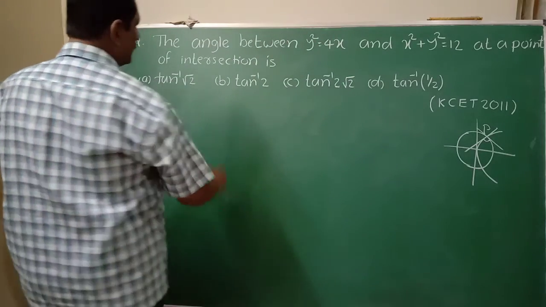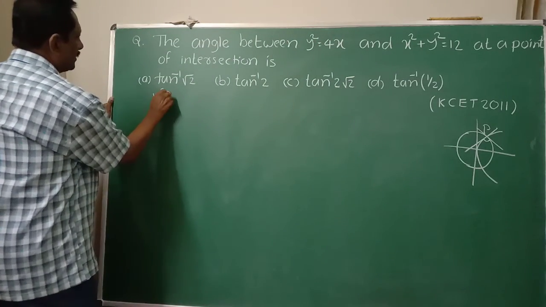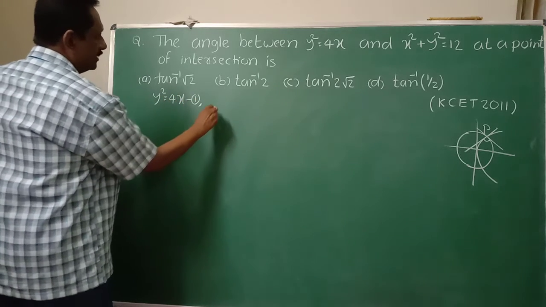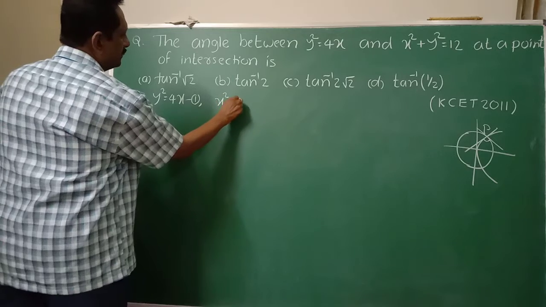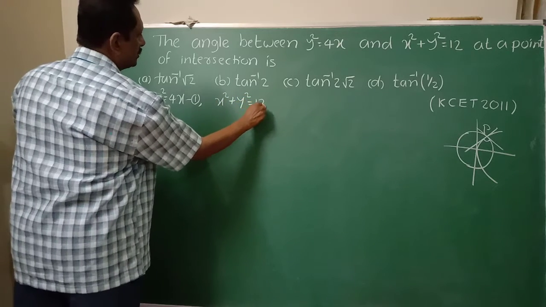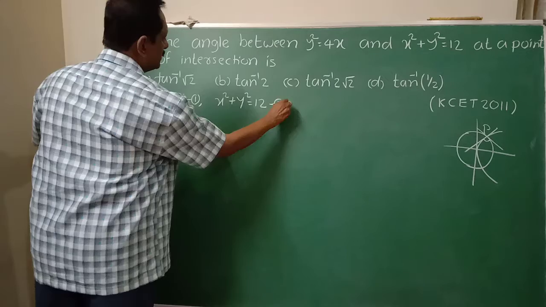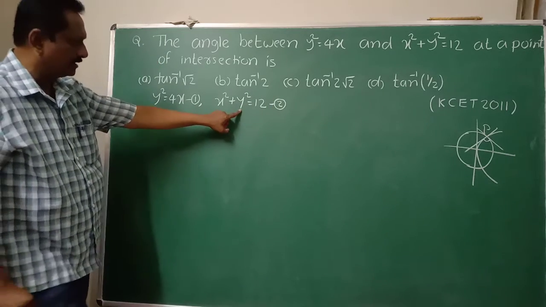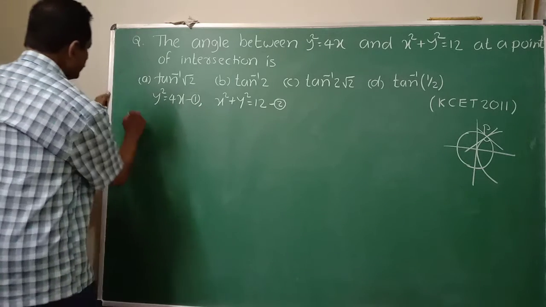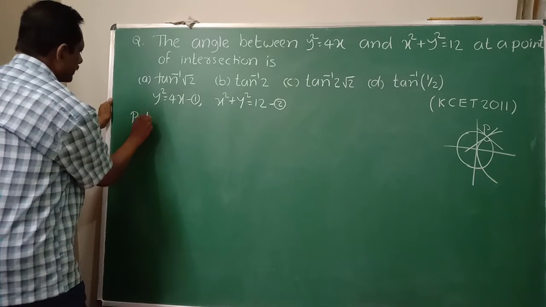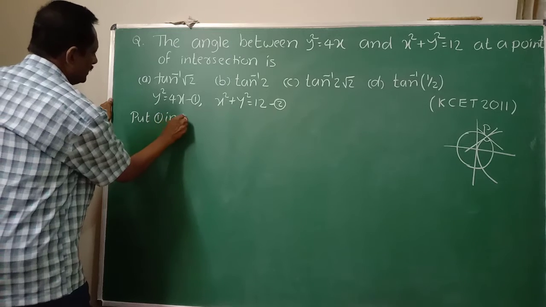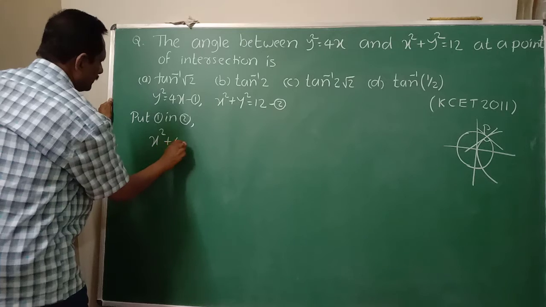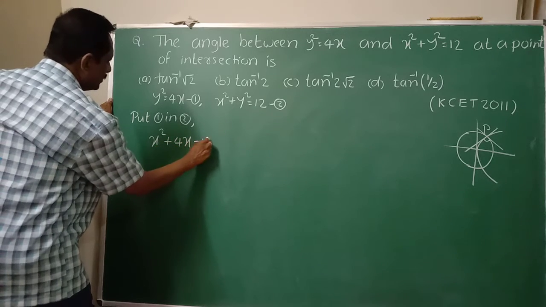Okay. Therefore y square is equal to 4x. Take equation number 1 here. Then x square plus y square is equal to 12. Take equation number 2 here. Okay. So use y square is equal to 4x in equation 2 here. So put 1 into 2 here. It gives x square plus 4x is equal to 12 here.